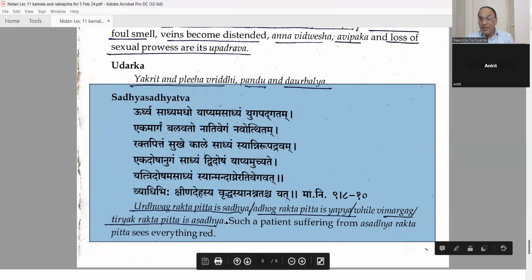Urdhvaga Rakta Pitta is Sadhya. This is very interesting, please write it down. Urdhvaga Rakta Pitta is a Sadhya because, in the Chikitsa... this subject is Roganidan, but I am embodying Kaya Chikitsa. So I am telling you that Ayurveda recommends Pratimargam cha Haranam.